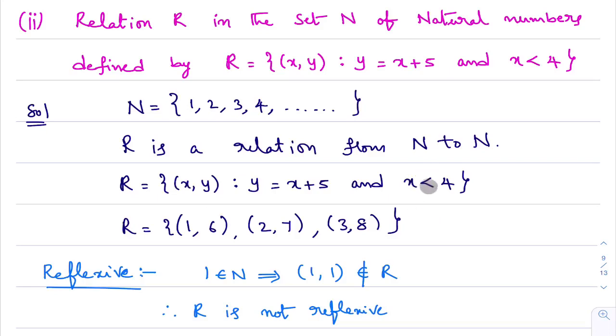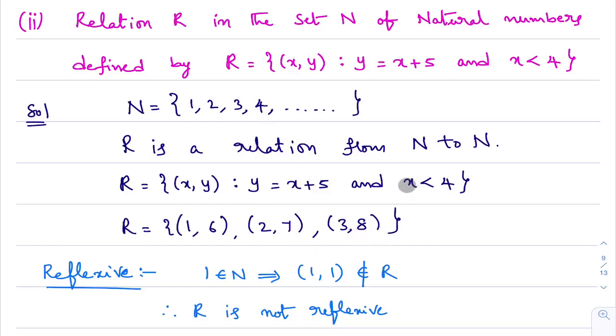In place of x I can take 3. In place of x can I take 0? 0 is less than 4 now. No, because x is a natural number. 0 is not a natural number. In place of x you cannot take 0. x can be taken as 1, x can be taken as 2, x can be taken as 3.